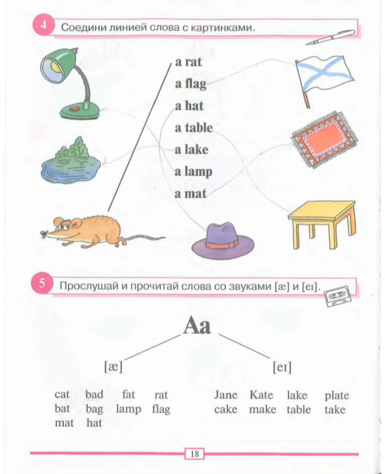A. Cat, bad, fat, rat, bat, bag, lamp, flag, mat, hat. A. Jane, Kate, lake, plate, cake, make, table, take.